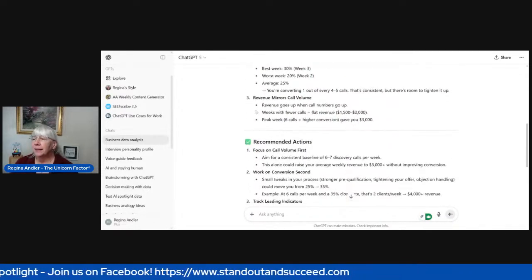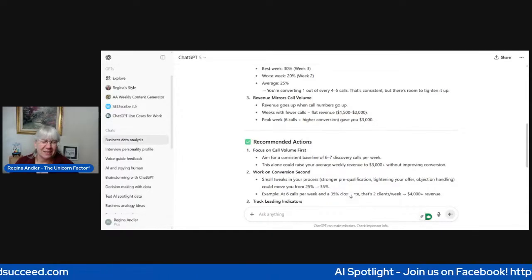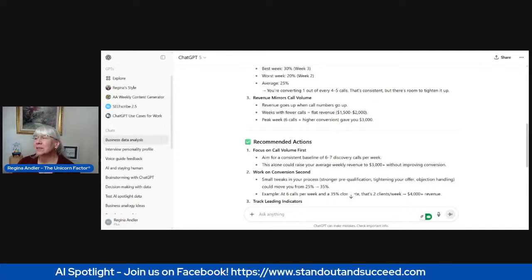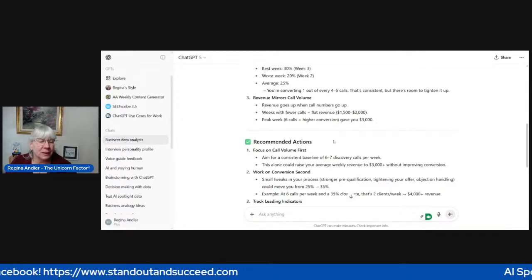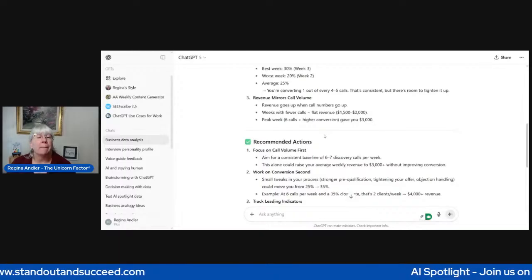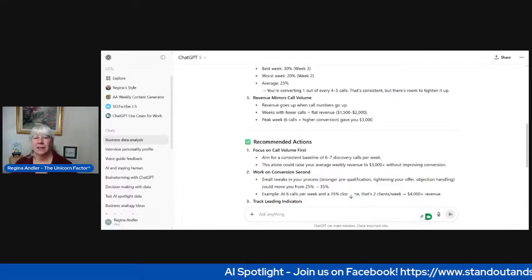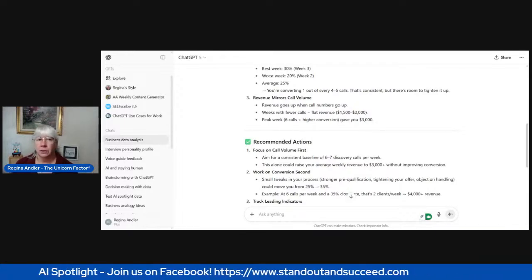Okay. And then the revenue mirrors call volume. Revenue goes up when the call numbers go up. Is that a duh? I'm not sure. Of course it does. So weeks with fewer calls, flat revenue. Peak week, 6 calls, higher conversion. Go figure. That's the way it should work. But if your numbers aren't working right and you're not paying attention to them, you won't notice that. You'll just notice, oh, hey, Stripe threw some money into my bank account, so this is good.